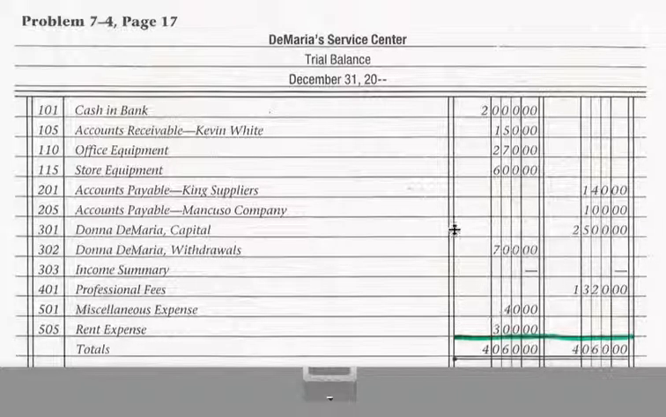So go ahead and finish problem 7.4 and then have me take a look at it.